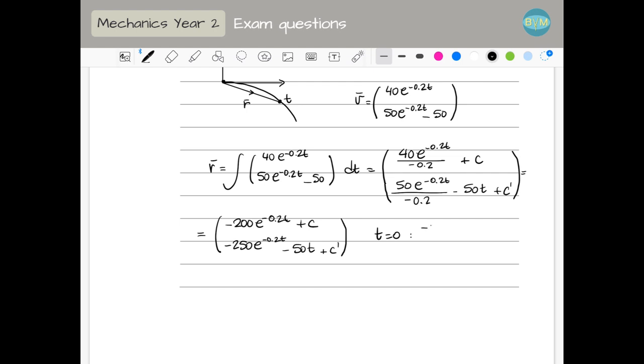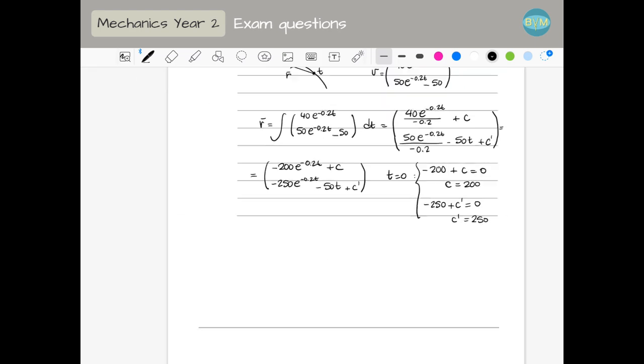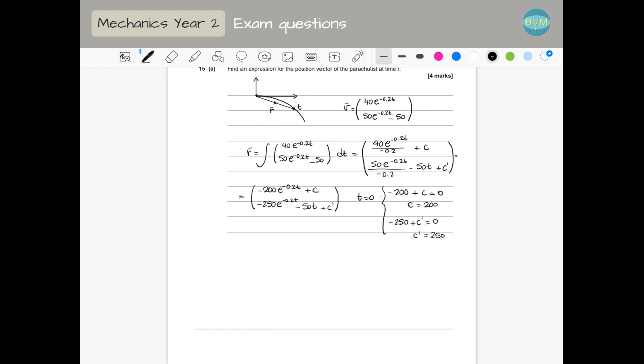So I have minus 200. When t is 0, the exponential is 1. So I have minus 200 plus c equals 0, which means the first constant is 200. And then the other one is minus 250. When t is 0, the exponential is 1 and the 50t term is 0. So minus 250 plus c prime is 0, so c prime is 250.